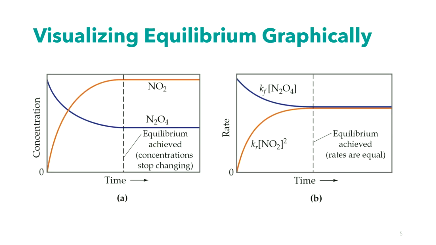First, let's visualize what's happening. We started with only N2O4. So I'm looking at the left graph here, looking at time and concentration. I start only with N2O4. That concentration starts coming down. And of course, my NO2 concentration needs to come up. And then I wait for the point that the concentrations don't change. So I'd say this is the time point at which we hit equilibrium.